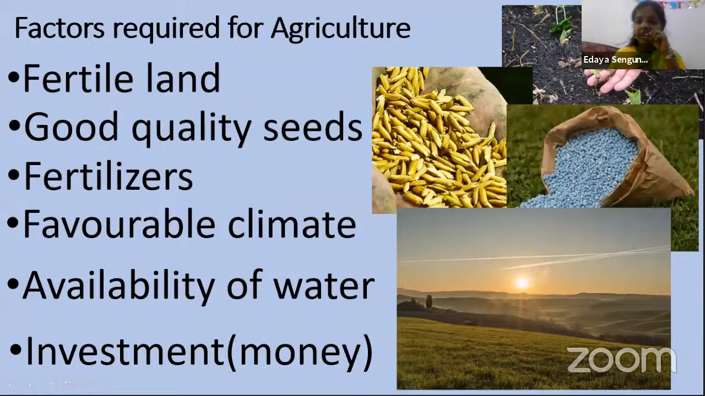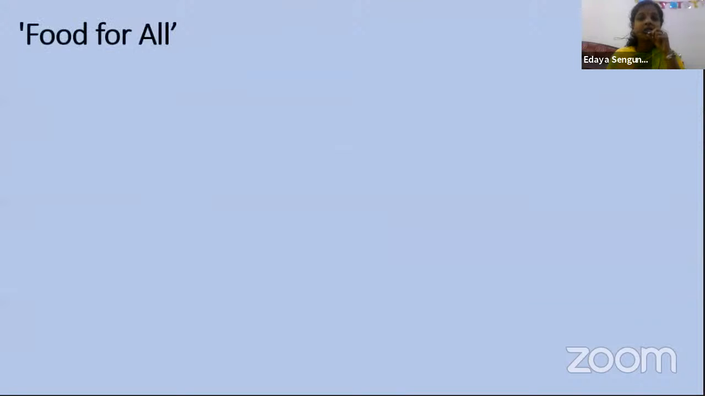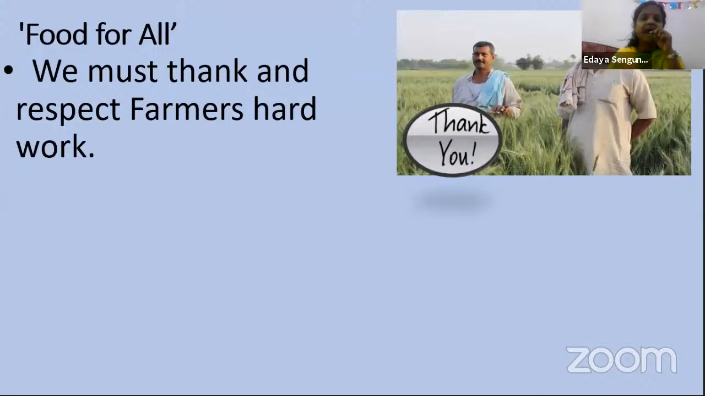So we have to value the food. It's not easy to get the food or crops or to do agriculture. Understood? So the food which we are getting from agriculture, we should have for all. We should not have excess. We can't have excess, but we are wasting it. So we should not waste it. We must thank and respect farmers' hard work. Do we all have to respect farmers? Yes, sure, definitely. We have to thank and respect farmers.